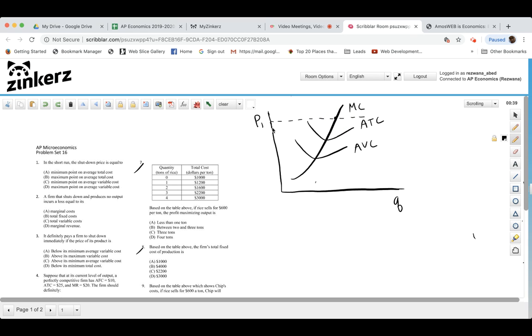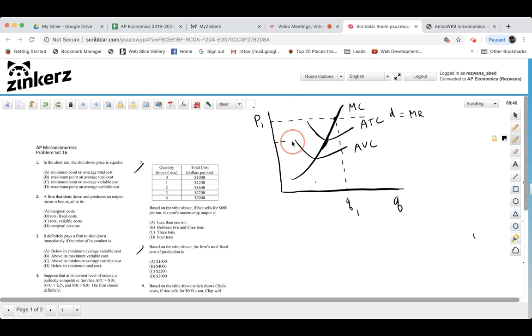So if this is P1, we know that this is also equal to the demand, which is also equal to marginal revenue. So we know that perfectly competitive firms choose their profit maximizing quantity by finding the intersection where marginal revenue is equal to marginal cost, and therefore this would be the quantity, right? P1, Q1.